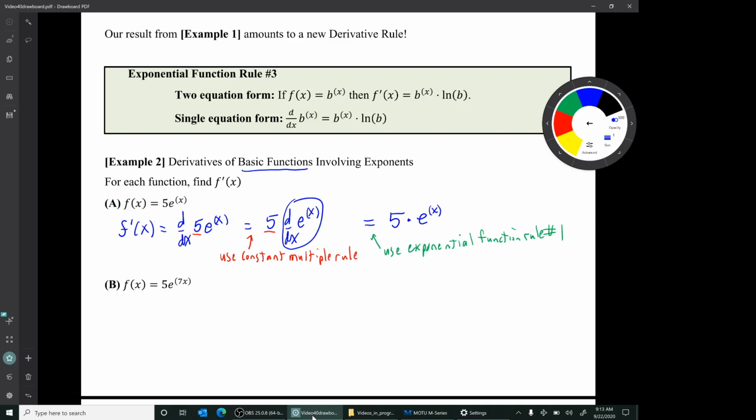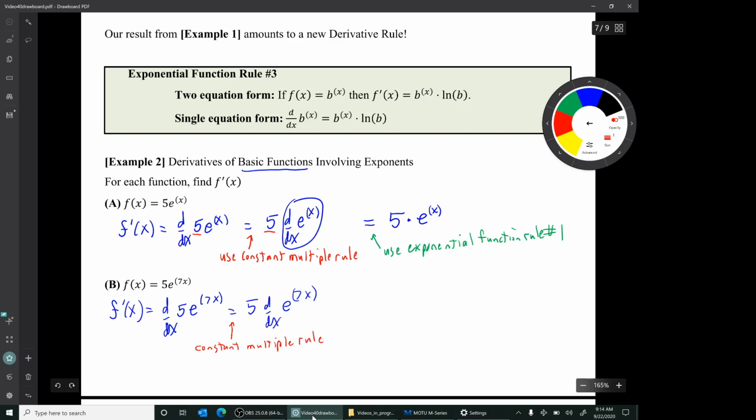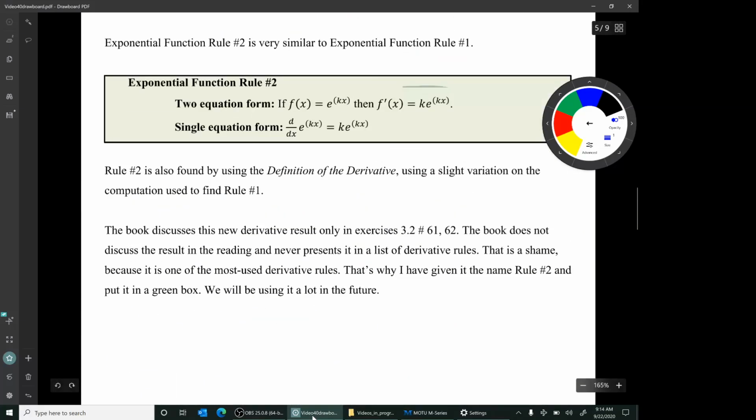Let's go on. Question B. Now here, look what we've got. We've got this expression. That looks like the left side of rule number 2. Rule number 2 says that that expression equals this expression. The left side, there's a derivative symbol, and there's an e to the kx. The right side, there's not a derivative symbol, but there's a k e to the kx. So rule number 2 says that we can replace this expression with that expression.